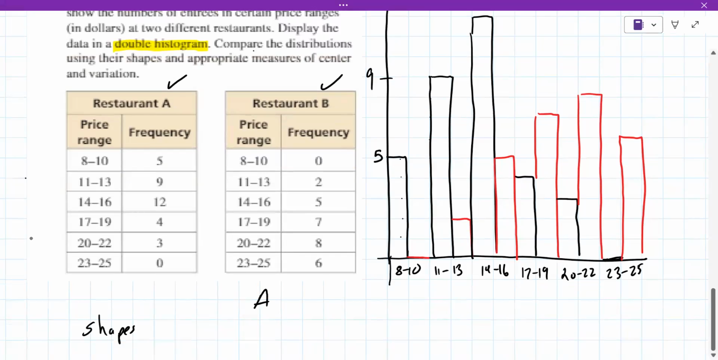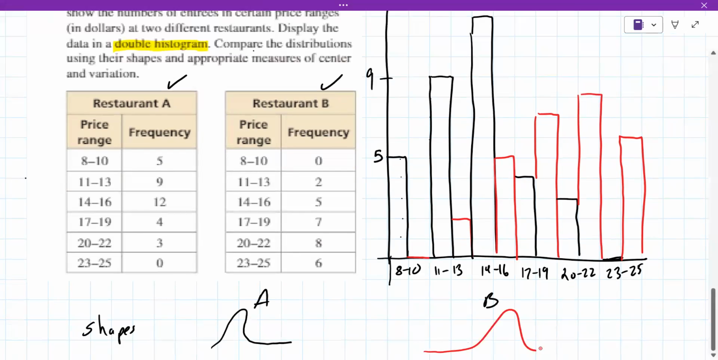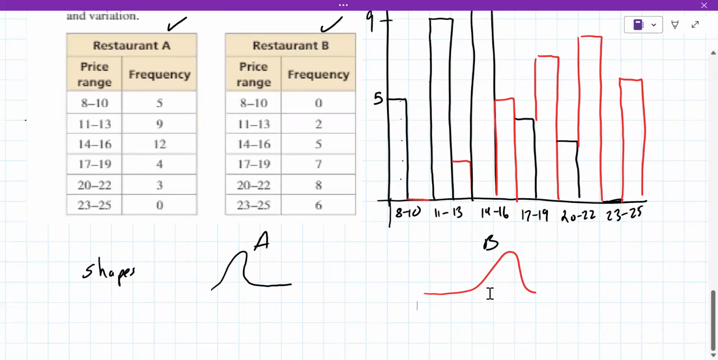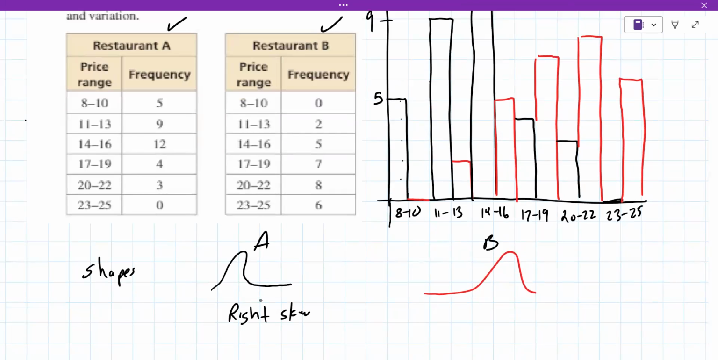So the shapes here, like town A versus town B. A goes high and then it comes downhill. And B, let me draw B here with a different color, starts low and comes up like that. So they're basically flips of each other. One is left skewed, one is right skewed. So this one is right skewed, and B is left skewed.